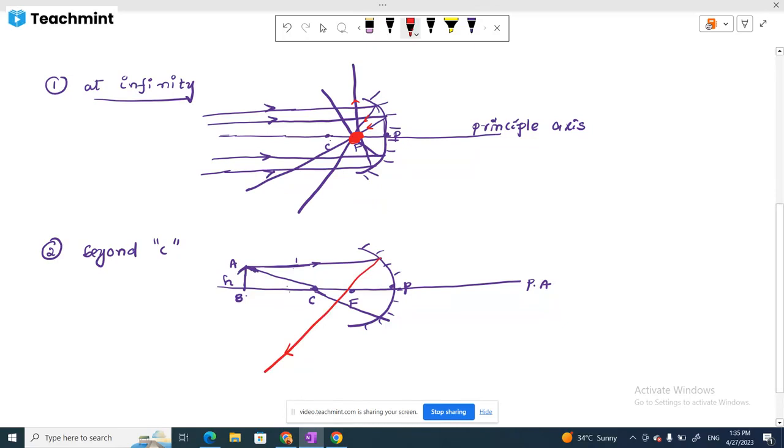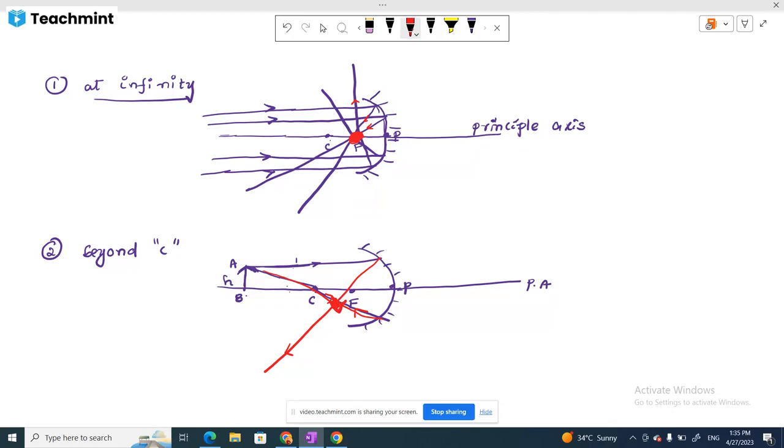And one more incident ray passes through the center of curvature. After reflection, it is reflected back and follows the same path. This is also a reflected ray. They are meeting at one point. That point is the location of the image of the top point.